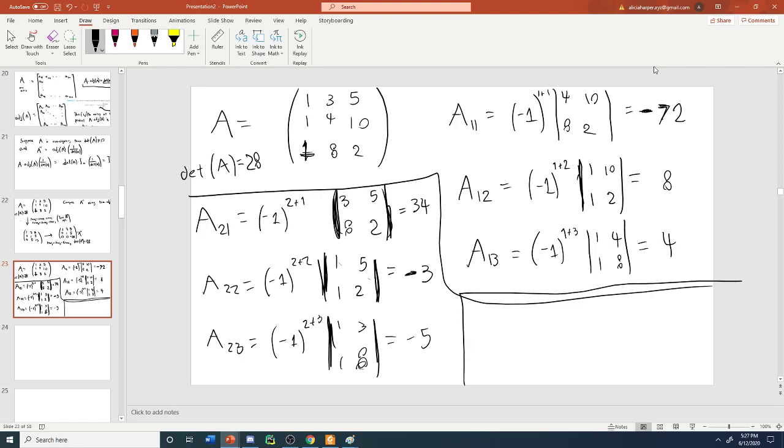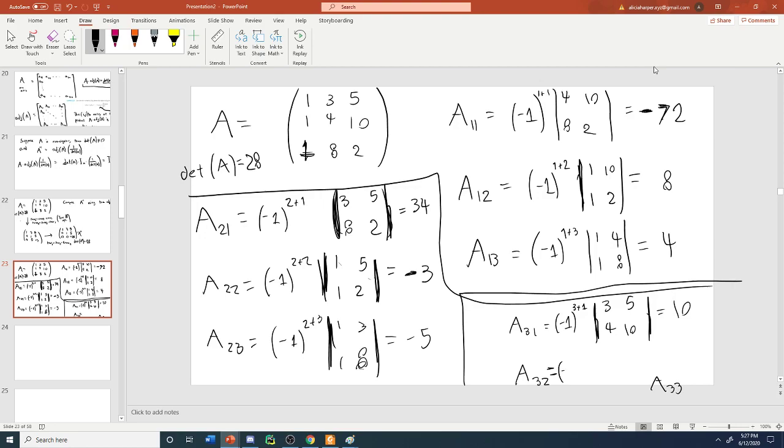And next I have to compute A21, A22, A23. So I have to compute A31, A32, and A33. So this will be negative 1 to the 3 plus 1 times, so it corresponds to getting rid of the third row and the first column. So 3, 5, 4, 10. If I evaluate this, I get 30 minus 20, so this should just be 10.